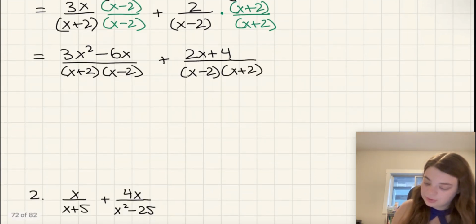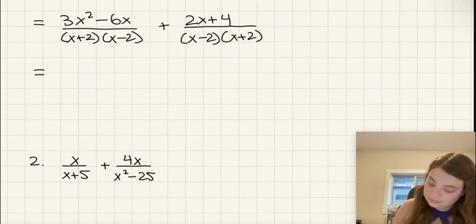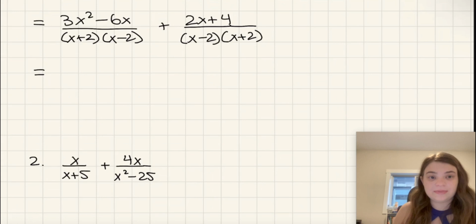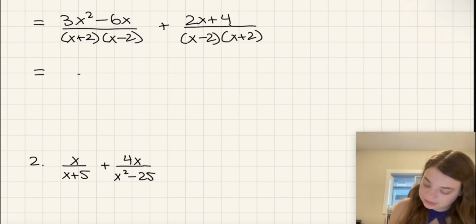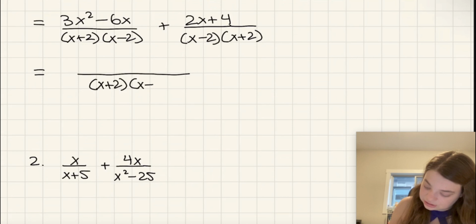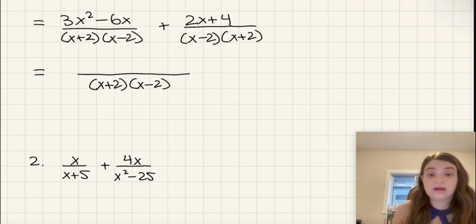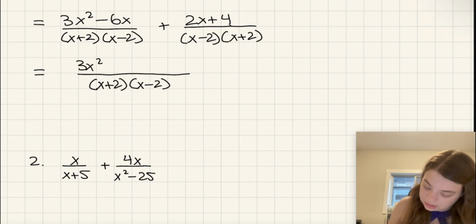Now I'm going to combine them both into a single fraction because they both have the same denominator. So just like all fraction addition, the denominator will stay the same. It'll be x plus 2 times x minus 2. And the numerators will be added together. So we're going to get 3x squared minus 6x plus 2x plus 4.